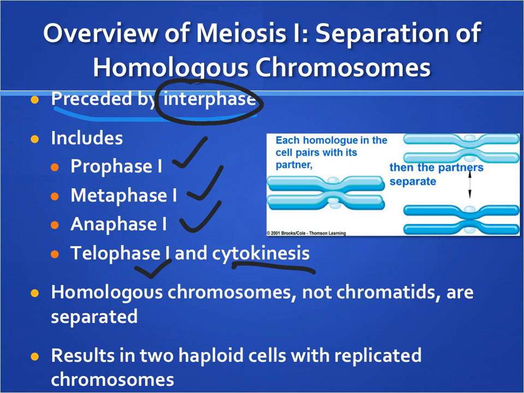A key thing to remember during meiosis 1 is that we are separating homologous chromosomes. So in each homologous pair, one chromosome from each pair is going to one daughter cell, and the other chromosome in the homologous pair is going to the other daughter cell. So this is not like in mitosis. Remember, in mitosis, we were separating sister chromatids, but here we're separating homologs. And at the end of meiosis 1, we'll have 2 haploid cells that have replicated chromosomes.